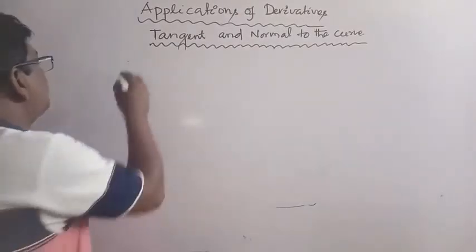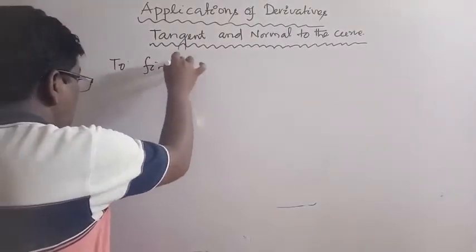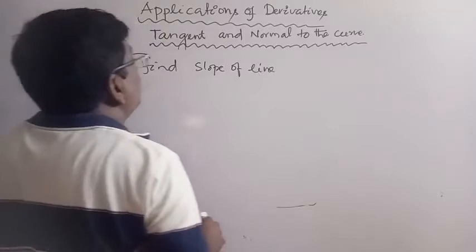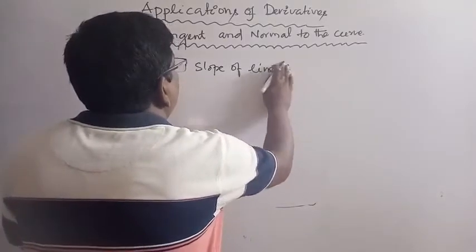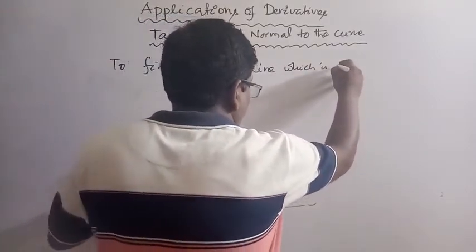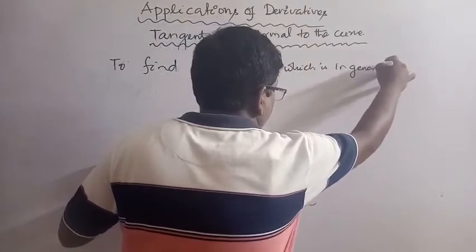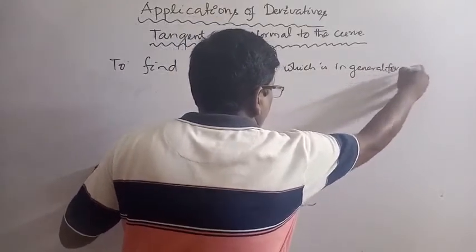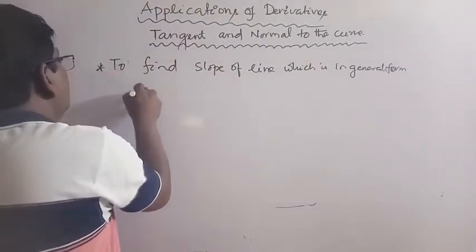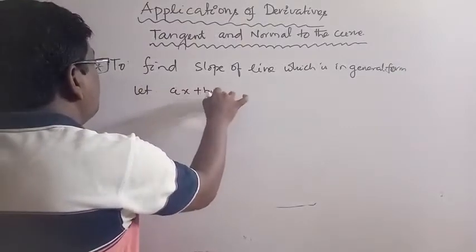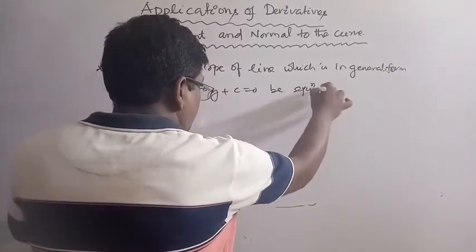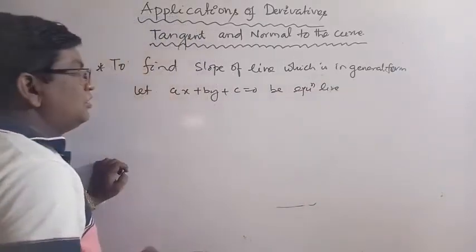To find the slope of a line which is in general form, this is the concept. Suppose ax plus by plus c is equal to 0 is the equation of a line. This is in general form.